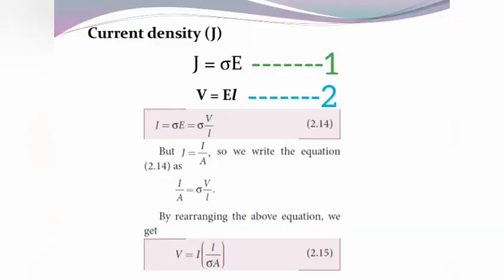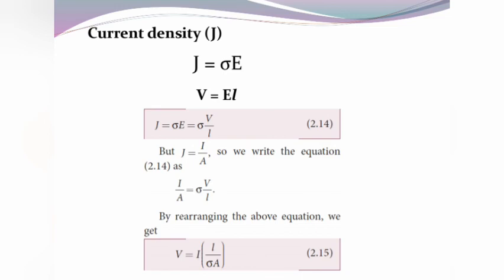Find out current density. J equals sigma E. Already we know V equals E L. So rearranging this equation, find out E. E equals V divided by L. So substitute the E value in equation 1. So J equals sigma V divided by L, but J equals I by A. So we write the equation I divided by A equals sigma V divided by L. By rearranging the above equation, we get V equals I L divided by sigma into A.